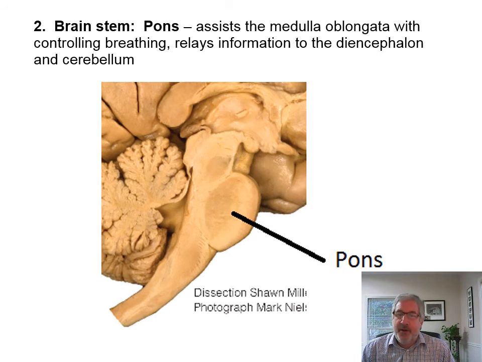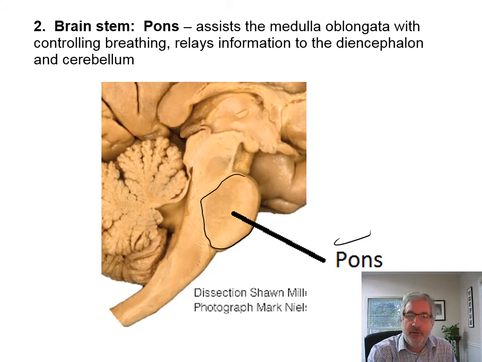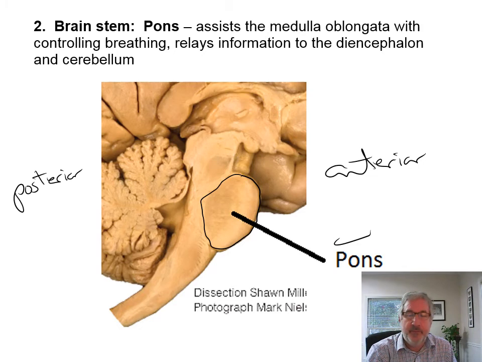Okay, so moving up the brainstem. I did the cerebrum first, then went down to the brainstem, and then we'll do the cerebellum next. But we're still doing the brainstem. So we have the pons. Here's the pons, and it's that fat area sticking off. So this is anterior. This is posterior. And you can always tell that because here's your cerebellum. There's cerebellum.